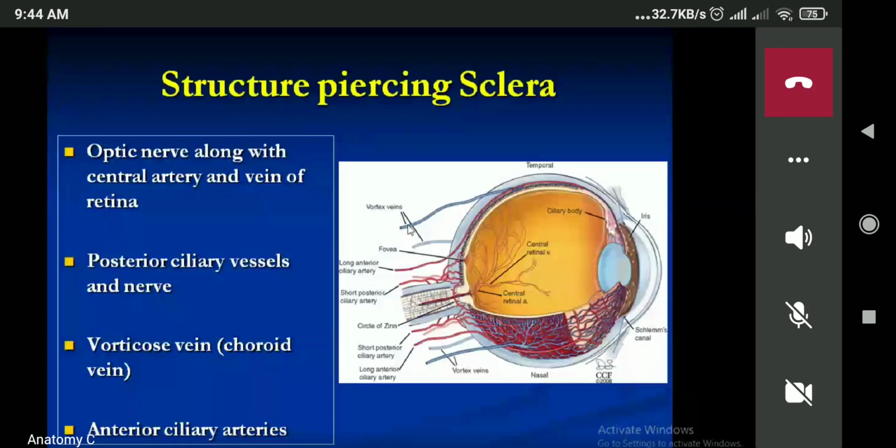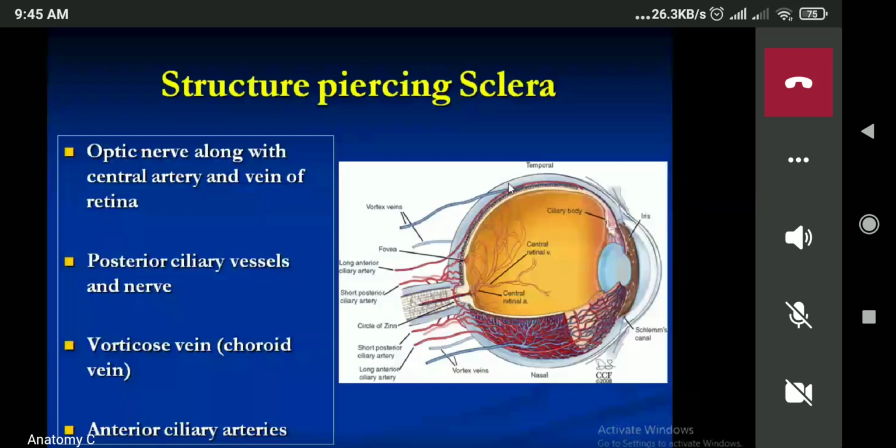So we mainly have four main structures which will pierce the sclera: the central artery and vein of the retina, the posterior and the anterior ciliary arteries, and the choroid vein.